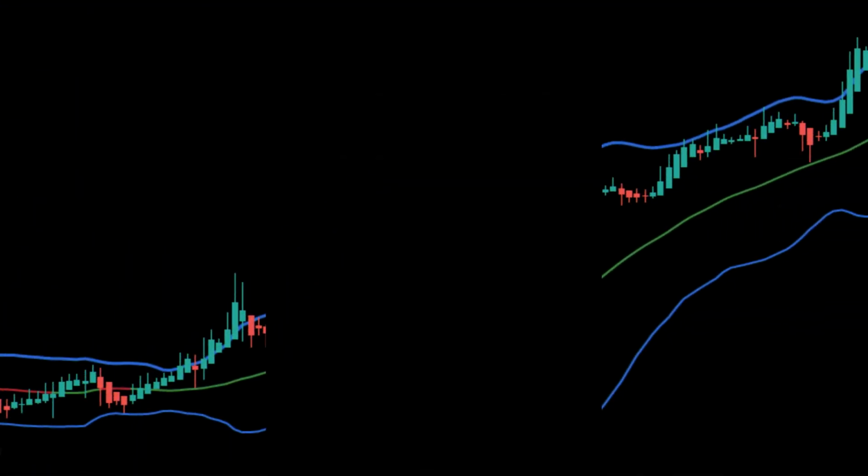Bollinger Band squeeze. This indicator allows you to identify the periods of stagnancy in the stock market a few weeks in advance.